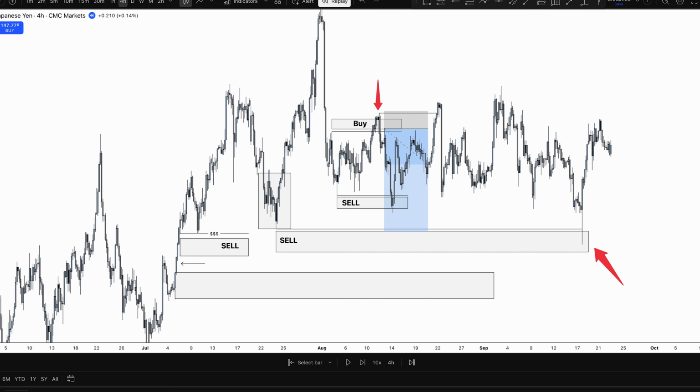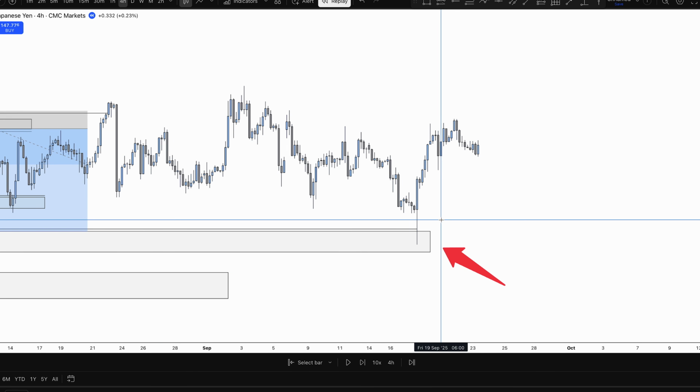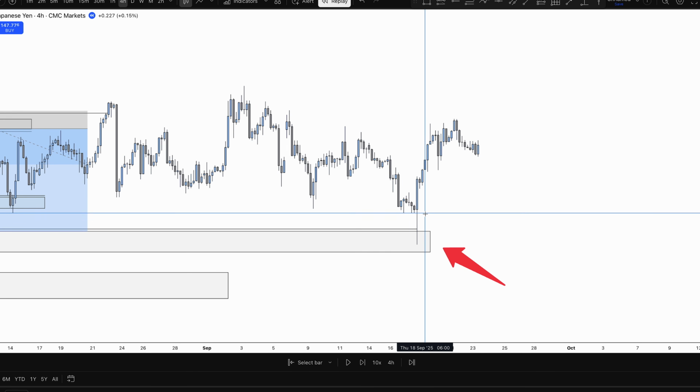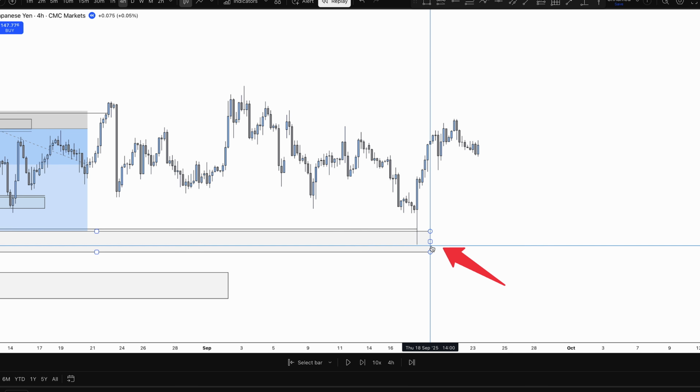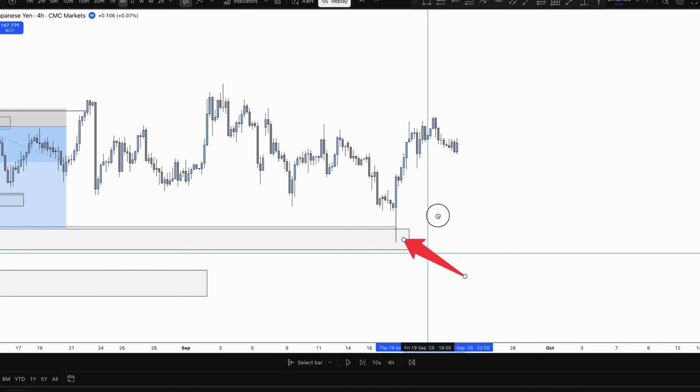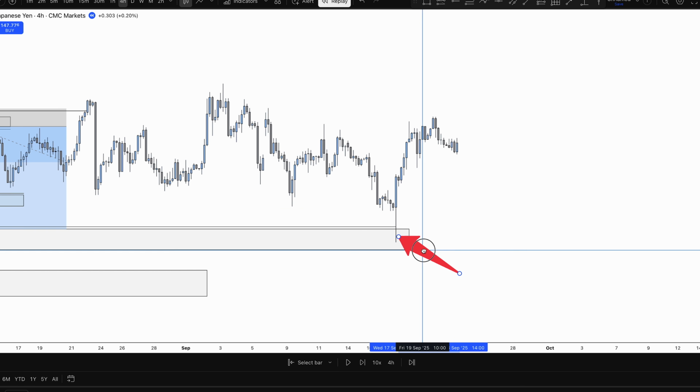Now this is indicated even by the wick, right? Take a look at the size of this wick. This is a wick rejection. This is around 70 pips in a wick, right? That's a lot of pips to be moving like that. Now a 70 pip rejection within the span of 4 hours is significant.